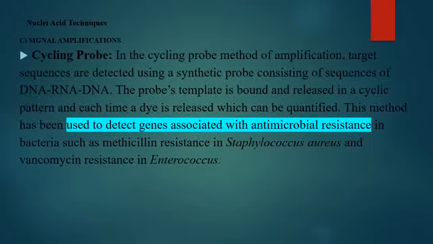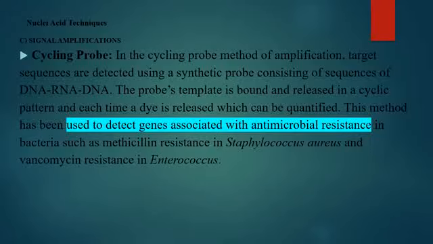Now, this method has been used to detect genes associated with antimicrobial resistance in bacteria, such as methicillin resistance in Staph aureus, and then vancomycin resistance in Enterococcus. So, in cycling probe amplification, the target sequences are detected using a DNA, RNA, DNA combo. The probe's template is bound and released in a cyclic manner, and dyes are released for quantification.